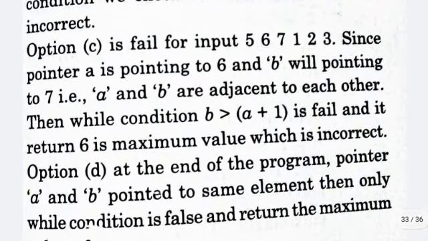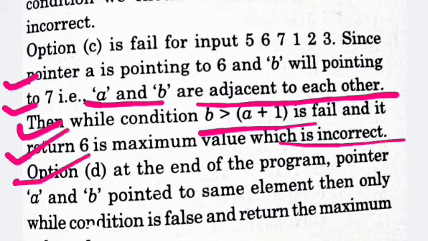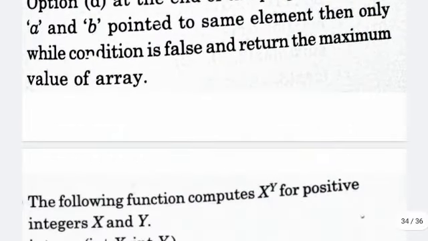It is also false, because here the input is 5 6 7 1 2 3. Since pointer a is pointing to 6 and b is pointing to 7, a and b are adjacent to each other, then the while condition b is greater than a plus 1 fails, and it returns 6 as the maximum value, which is incorrect. But for option D, at the end of the program, pointers a and b point to the same element, then only the while condition is false and it returns the maximum value of the array. So option D is your correct answer.